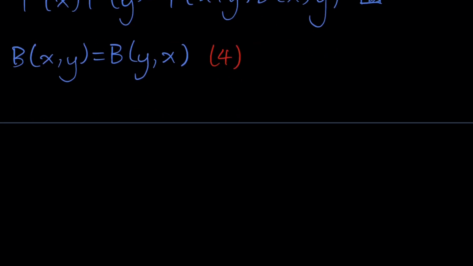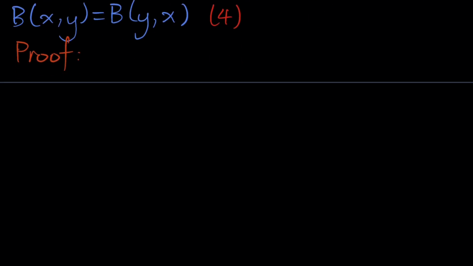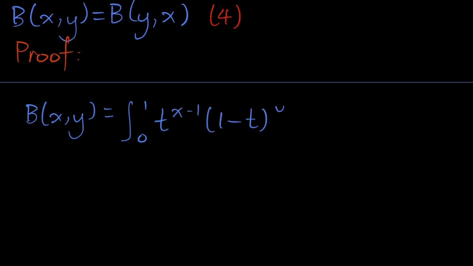Well, it's really easy. What we do is we can apply a substitution. Well, beta of x, y, what is that? That is equal to the integral from 0 to 1. Oh my god, my integral sign is getting bad. Of t to the x minus 1 and 1 minus t to the y minus 1 dt.